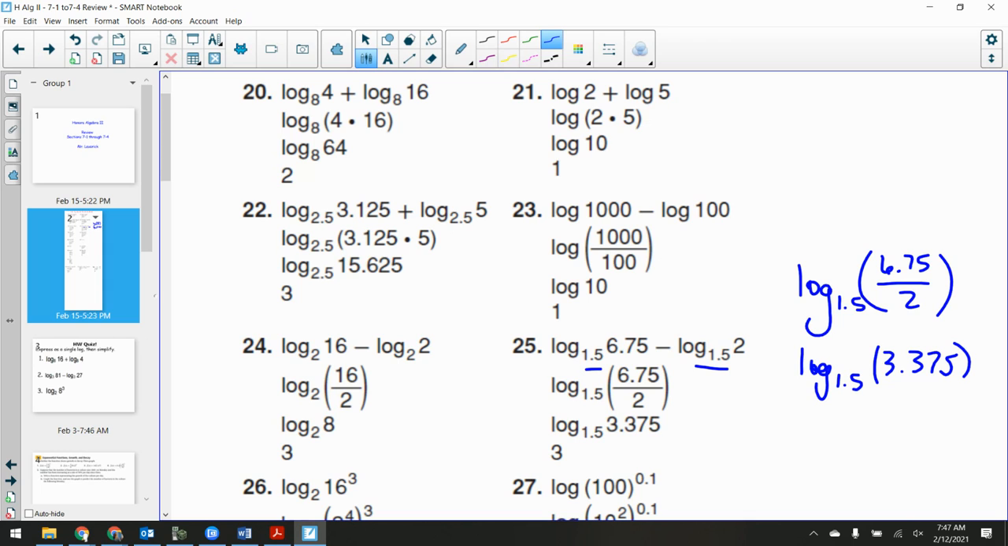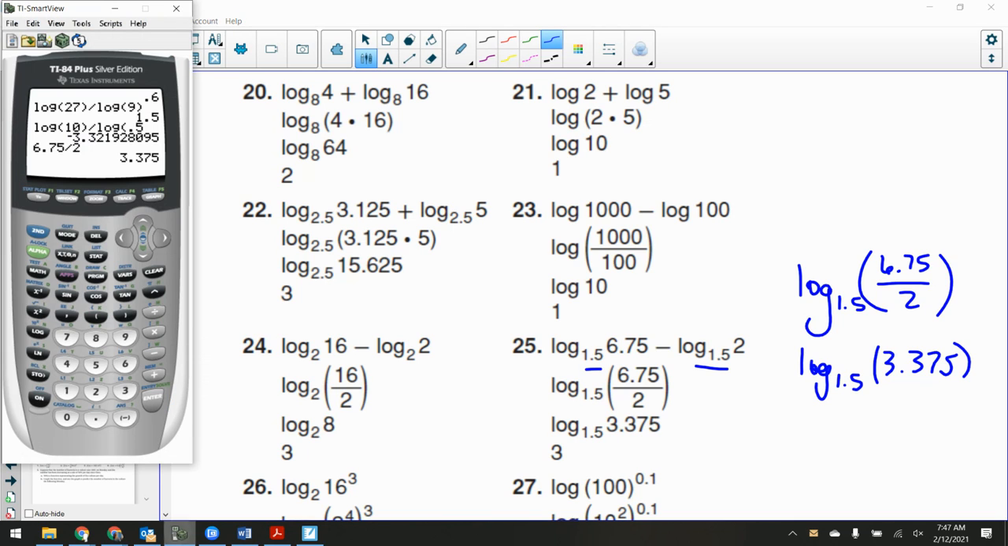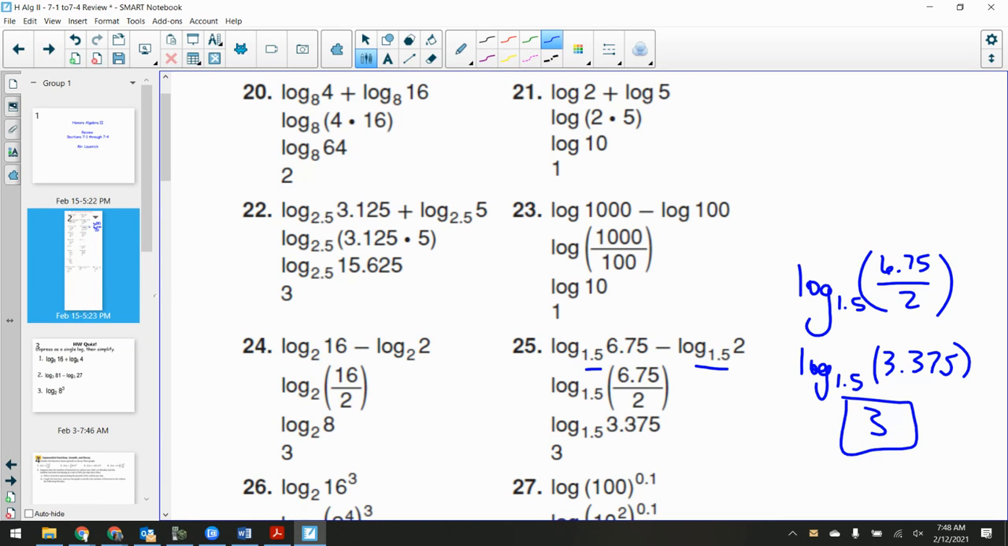Now, for you guys with your fancy calculators, you can change the actual log base to 1.5 and then evaluate it that way. I can't do that, so I have to go into my calculator and do the change of base formula, where I take log base 10 of 3.375 divided by log base 10 of 1.5. So let's do that. Log base 10 of 3.375, parenthesis, division, log base 10 of 1.5. And I get 3. Just the number 3. Here you go.